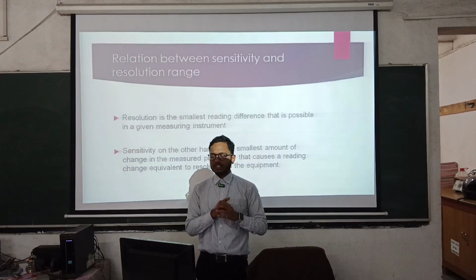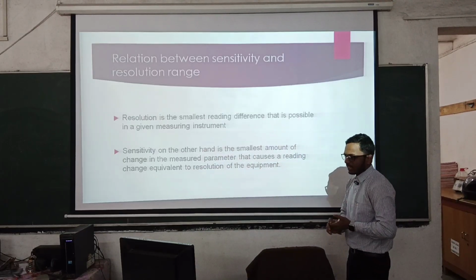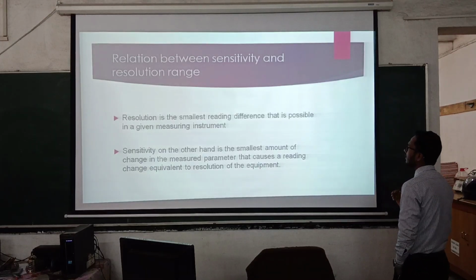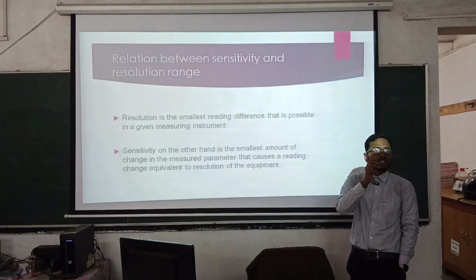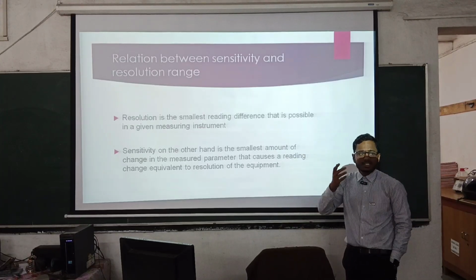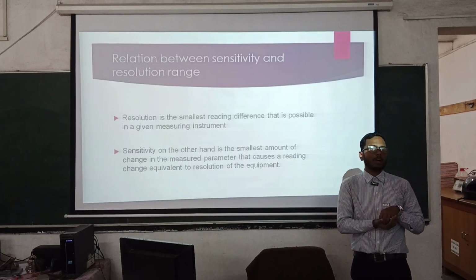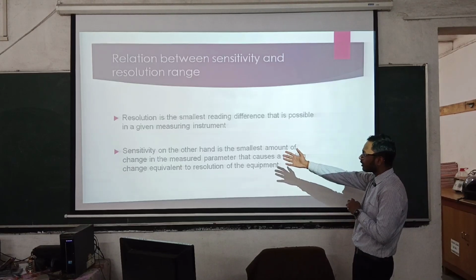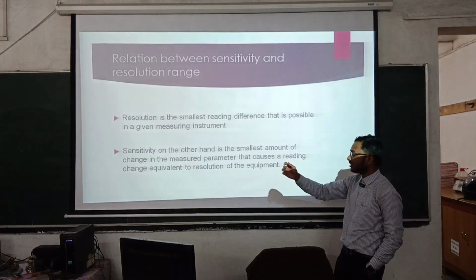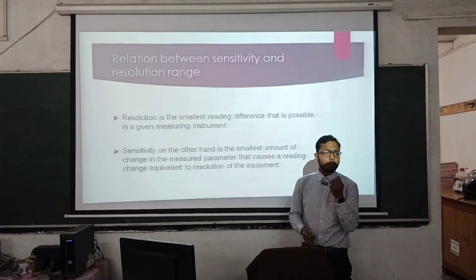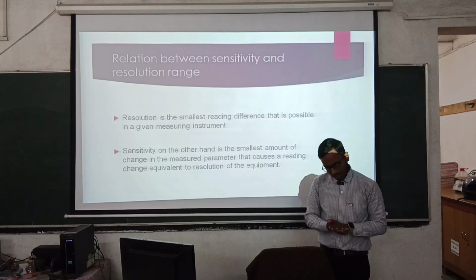Next up, we have the relation between sensitivity and resolution range. Resolution is the smallest reading difference that is possible in a given measurement. The smallest difference जो एक instrument में हो सकती है, वो resolution है. But sensitivity है उसी smallest difference को करवाने के लिए कितनी change required है measuring parameters में. Sensitivity refers to the smallest amount of change in the measured parameter that causes the reading to change equivalent to the resolution of the equipment. मतलब कि एक resolution change करने में कितनी change required है, वही sensitivity.